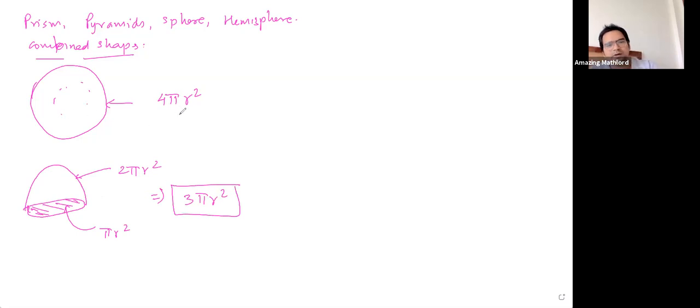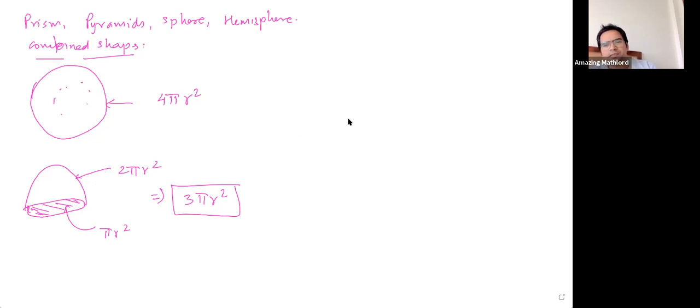The surface area of a sphere is 4 pi r square when it is taken as a whole. And the surface area of a hemisphere is 3 pi r square, assuming that this is a solid sphere. So this is very important stuff. We got to remember it.